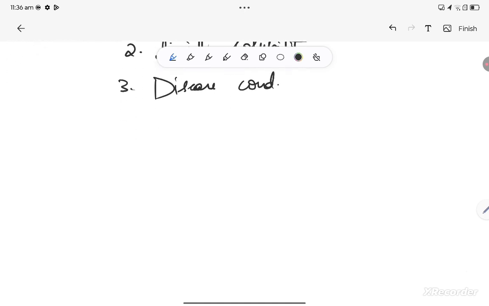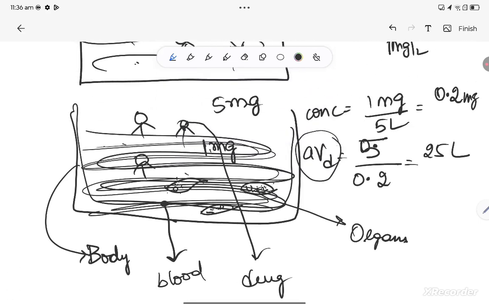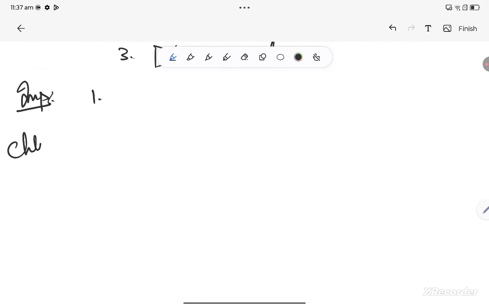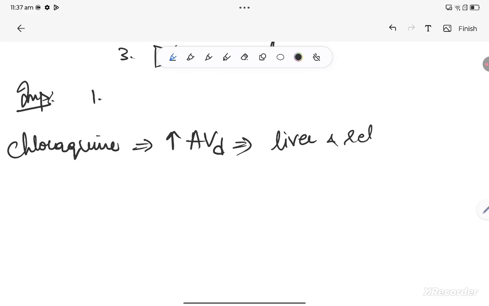Now, why is this important? Why are we learning this? First thing is, let us take the example of a drug which has a very high volume of distribution. One such example is chloroquine. Chloroquine has a very high apparent volume of distribution, mainly because it gets deposited in the liver and retina. Chloroquine is basically an anti-malarial drug.